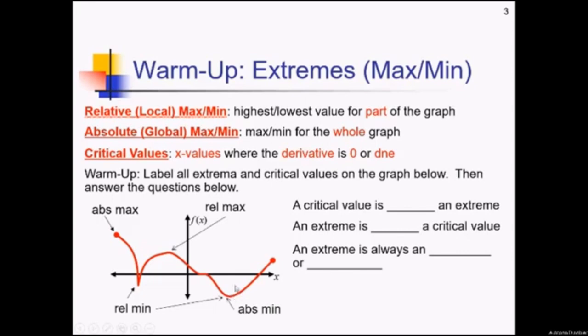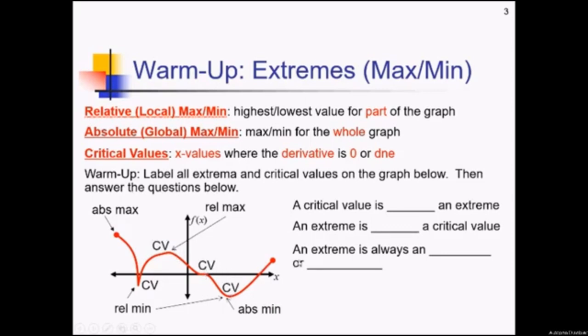Now for critical values, we see that we have a derivative that is undefined at this cusp right here, so that's a critical value. We have a smooth turnaround here, derivative of 0. This plateau gives us another derivative of 0, as does this turnaround down here.